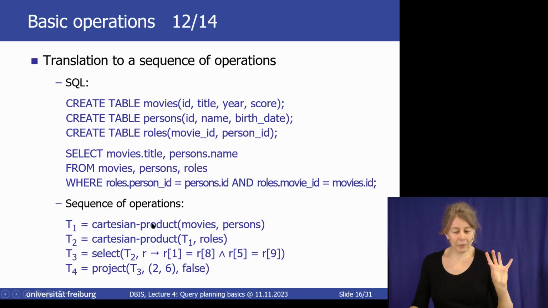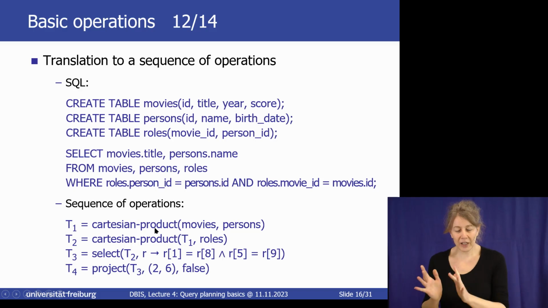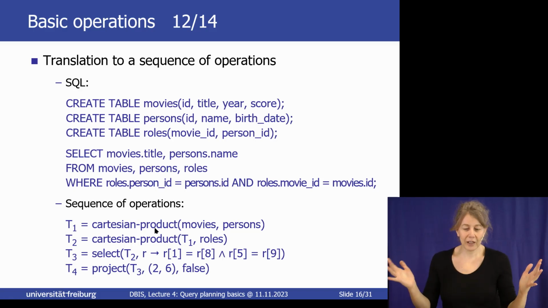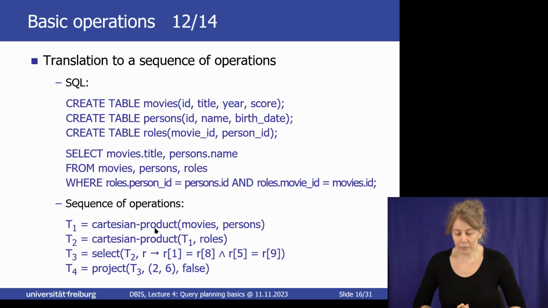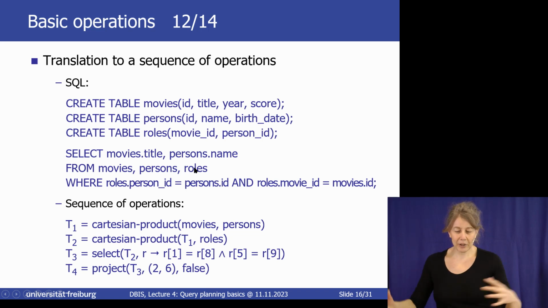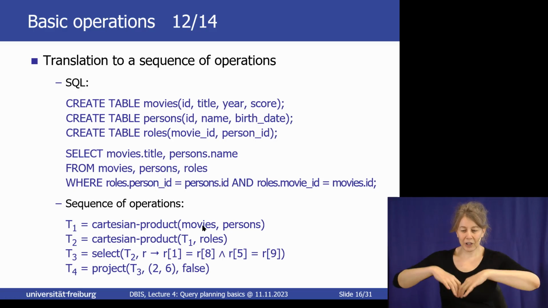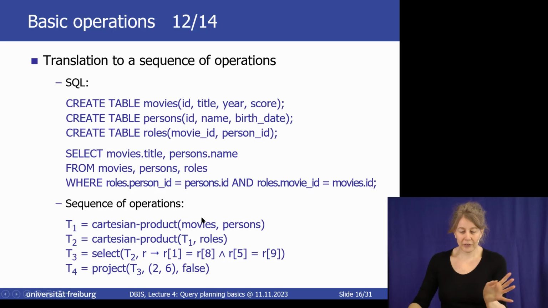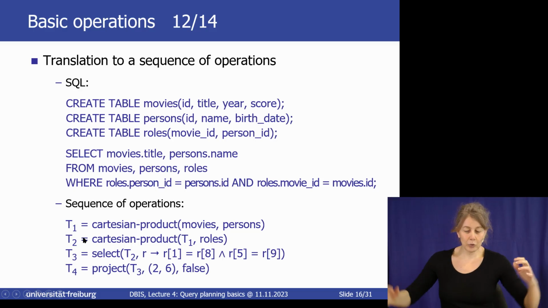Already now, maybe you can see there's not one way to turn this into a sequence of operations. There are several ways. We just pick one of them. The way we defined Cartesian product is always between just 2 things. We could have defined it as taking a variable number of arguments, but we didn't, for simplicity. So here I have 3 tables which I have to combine. Let's first do movies and persons together. Now I have all movies combined with all persons, and I combine that with roles. So now in T2 I have the Cartesian product of 3 tables, right?